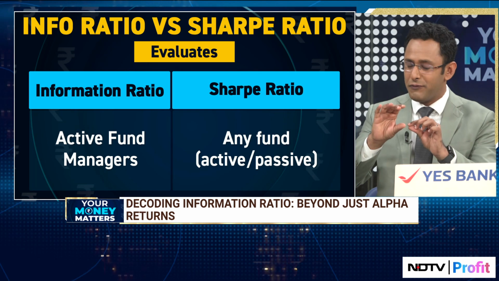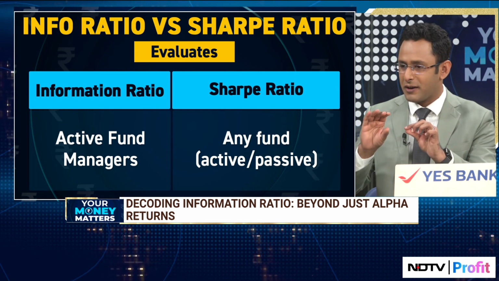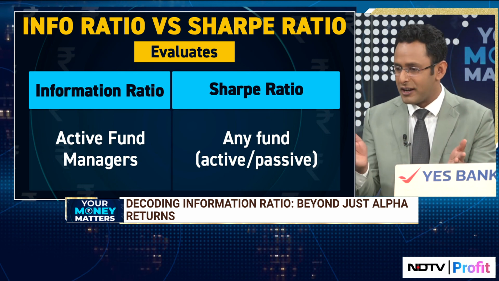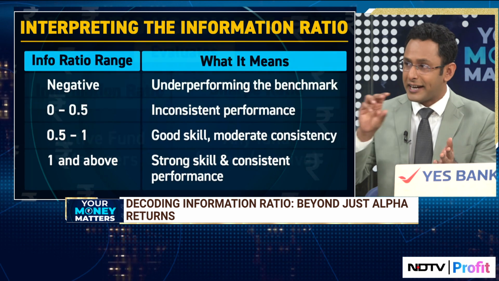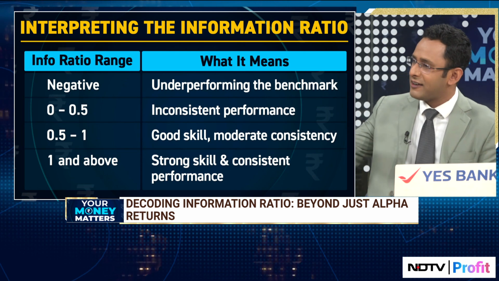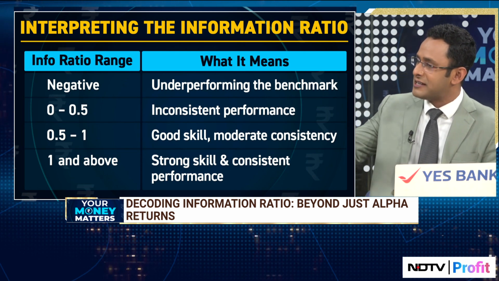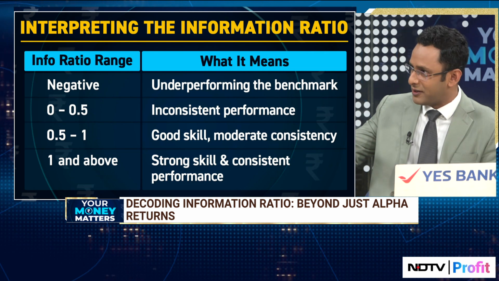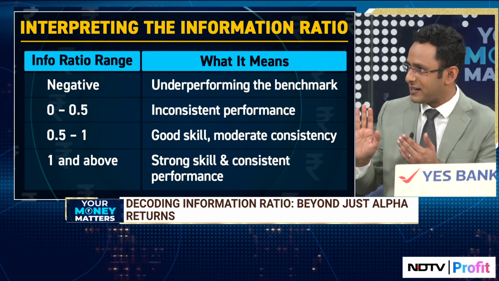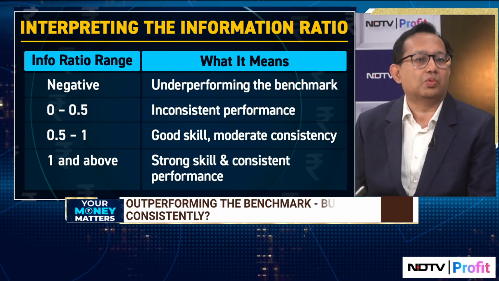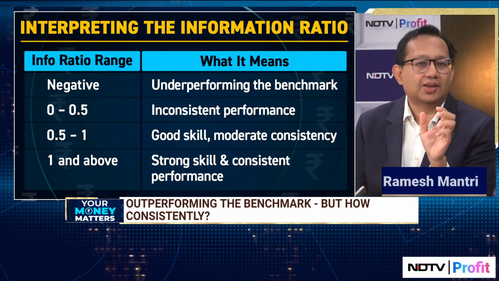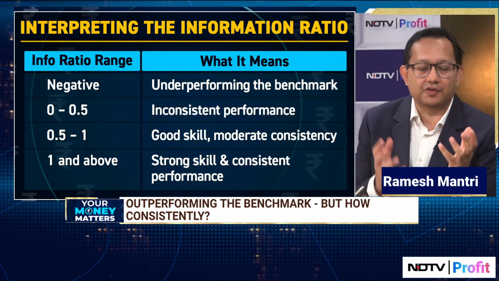Yes, exactly. If you have beaten the benchmark by an average of 5 percentage points, then your information ratio should tell you, if it is a high number, that the deviation is not significant from that 5%. Is that correct? Exactly right. So what we look at is we divide alpha by the standard deviation of alpha. So let me give you how to interpret the information ratio.